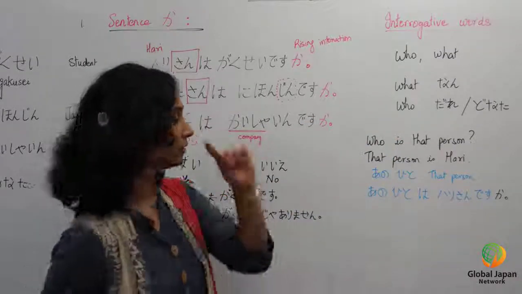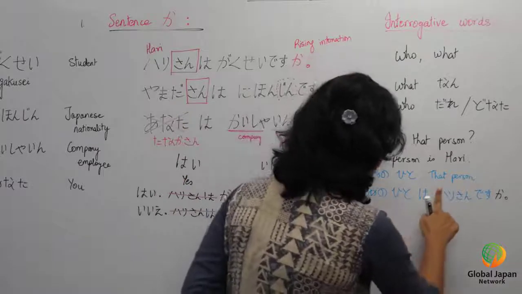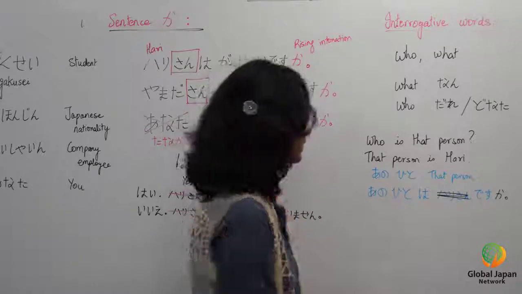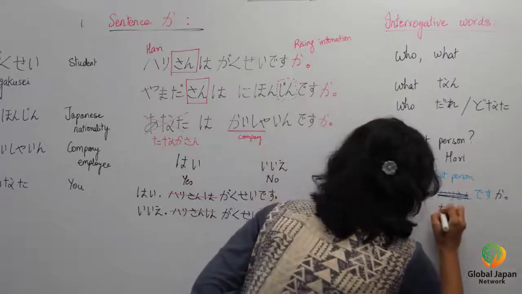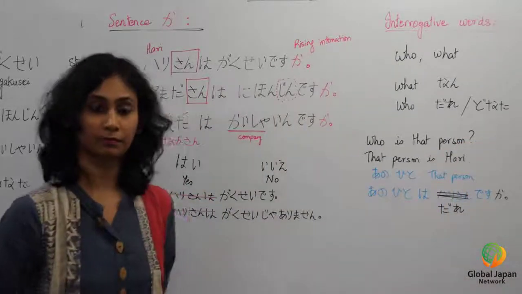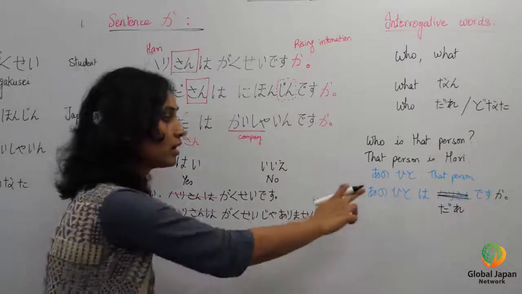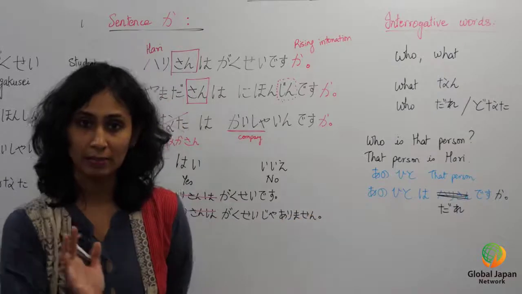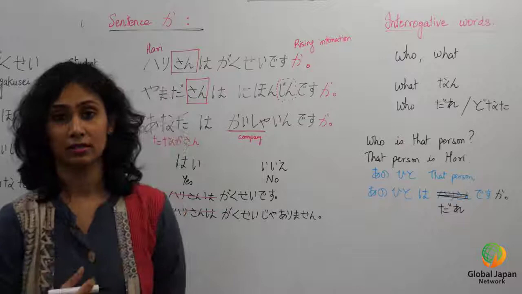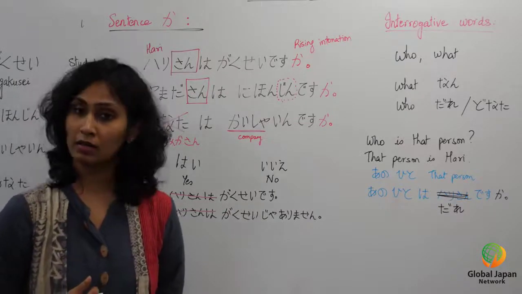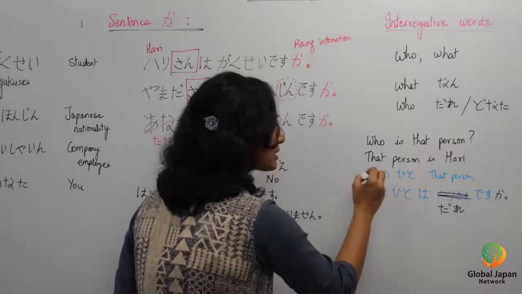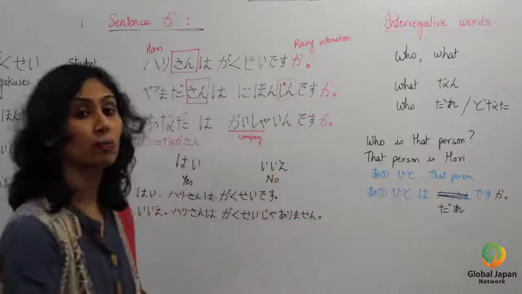What I mean by that? Check here. Ano hito wa. I will remove this because I don't know this information at that point of time. Ano hito wa dare desu ka? Ano hito wa dare desu ka? Who is that person? The answer will come as Ano hito wa Hari-san desu. Understood?